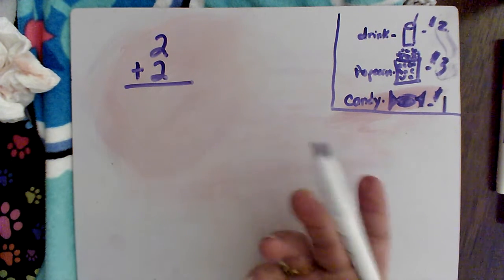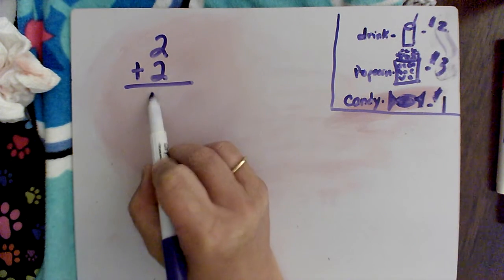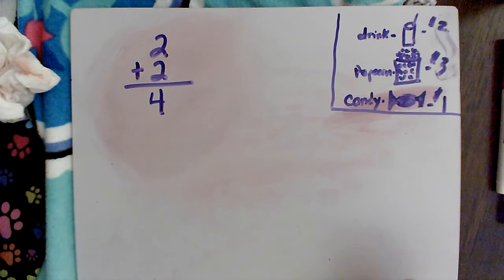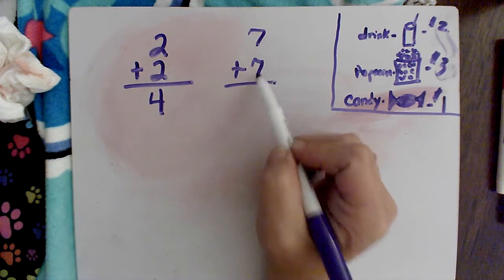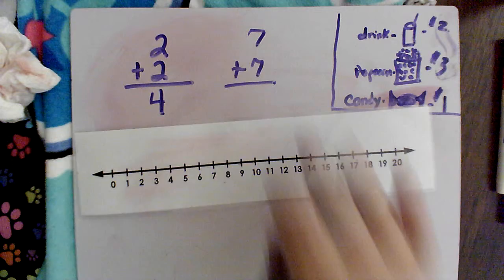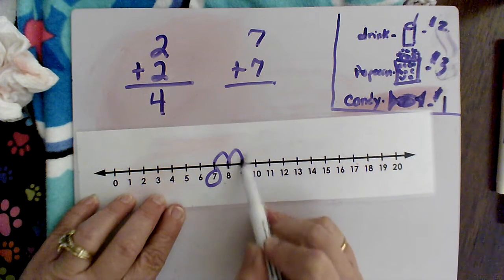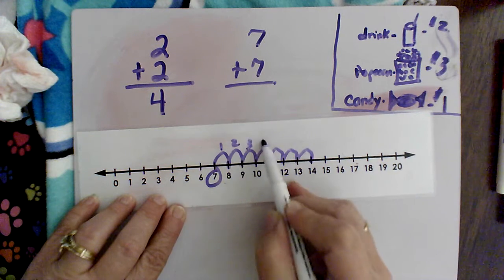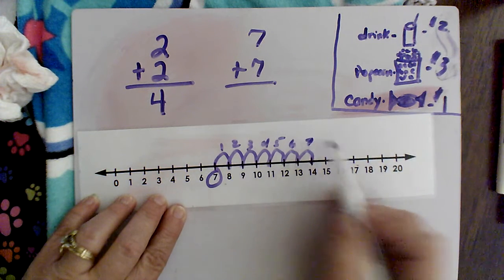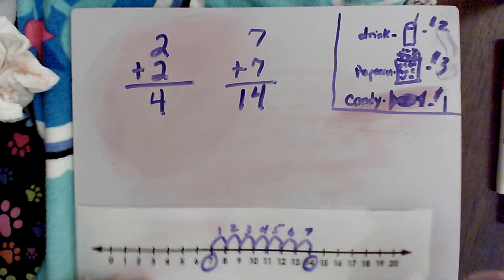So this week you're going to be adding doubles, which will look like this, and you just write the number underneath it. So if I had 7 plus 7, I could even use my number line with this. If I start at 7 and I count up 7, 1, 2, 3, 4, 5, 6, 7, I get 14, and I write that underneath.